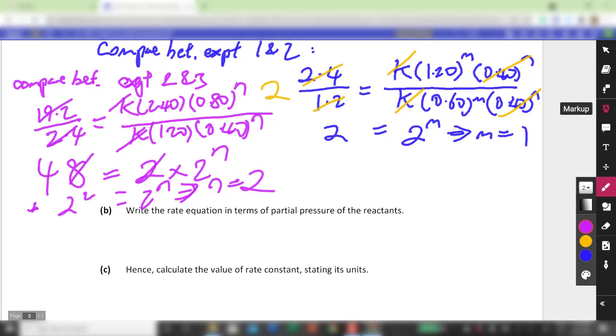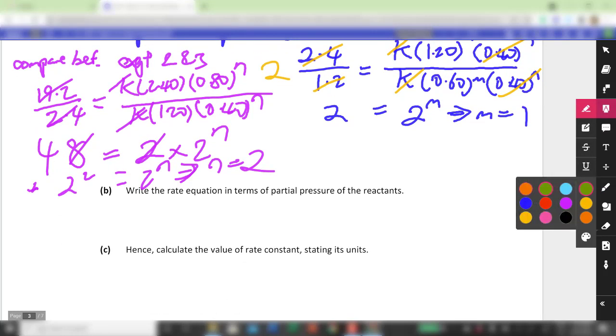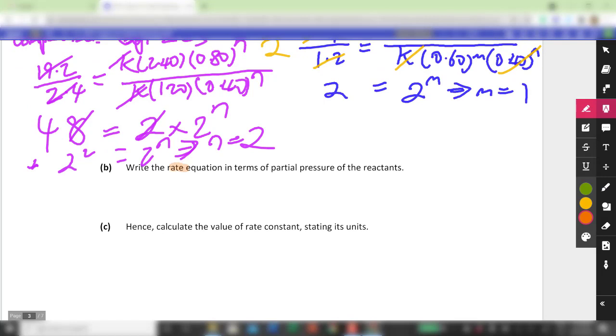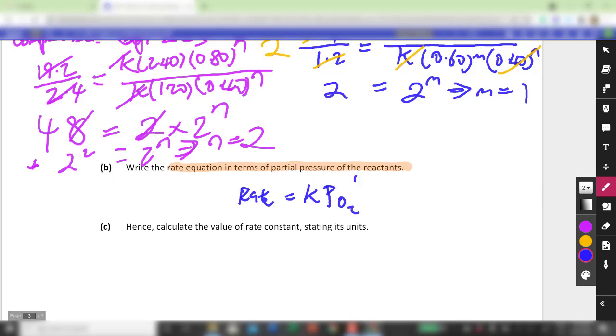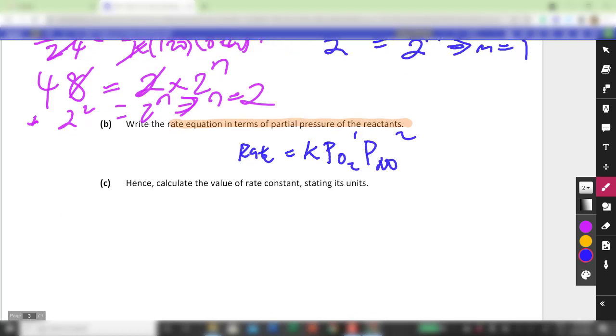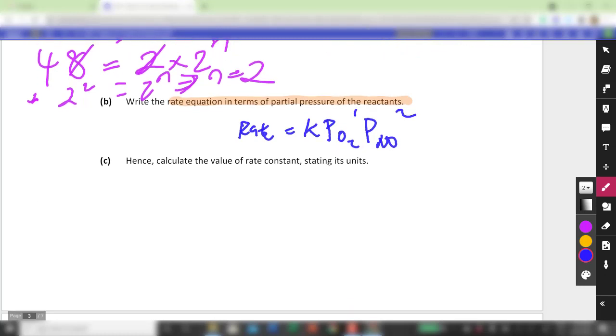Okay, then such a question is usually followed by asking you to write out the rate equation in terms of partial pressure of the reactants. You notice that they are very clear what they want you to write the rate equation in, in terms of partial pressure. So if you write in terms of concentration, you'll be marked down. So in this case, rate is equal to k, partial pressure of O2 to the power 1, partial pressure of NO to the power of 2. Okay, that's about it. Hence, calculate the value of the rate constant, stating its units.